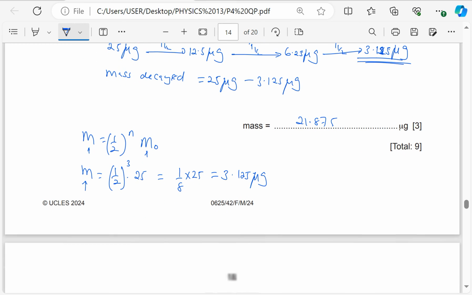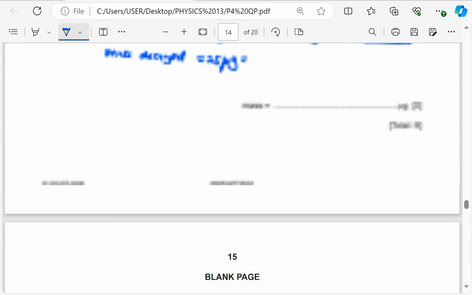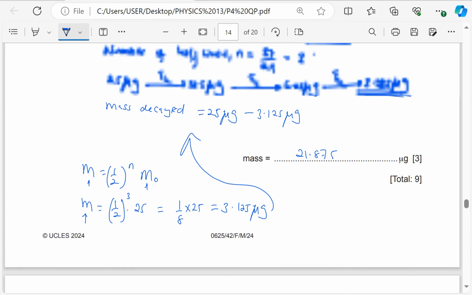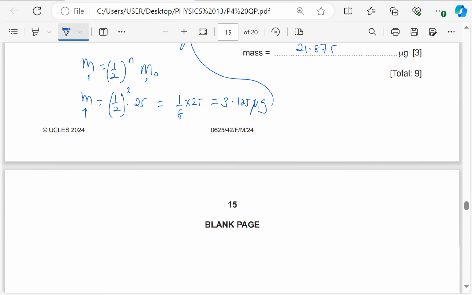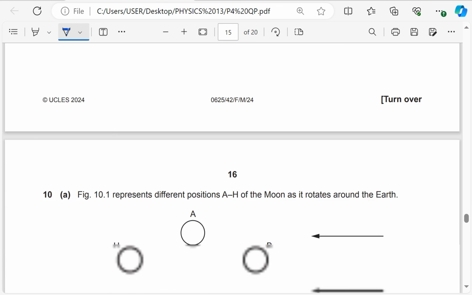This is the initial mass present. Then again, you have to subtract. So the mass which is decayed, you'll again go back to that expression there. But that equation is normally used by year 13 students, but you can still use it if you know how to use it. Okay, this is a blank page.